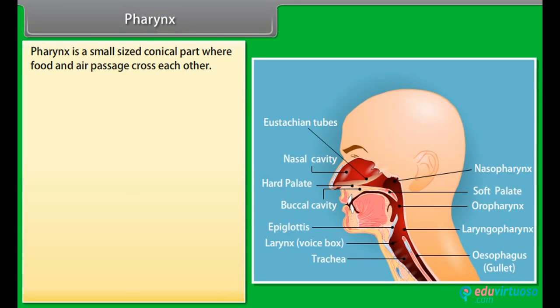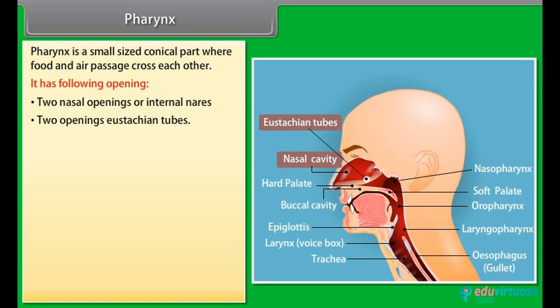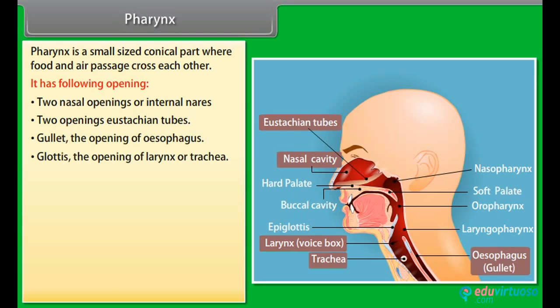Pharynx. Pharynx is a small-sized conical part where the food and air passages cross each other. It has the following openings: two nasal openings or internal nares, two openings of the eustachian tubes, the gullet, the opening of the esophagus, and the glottis, the opening of the larynx or trachea.